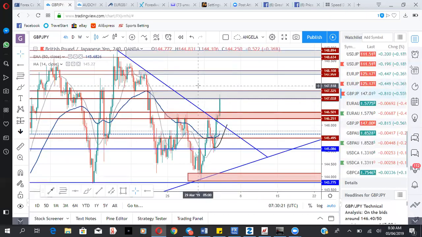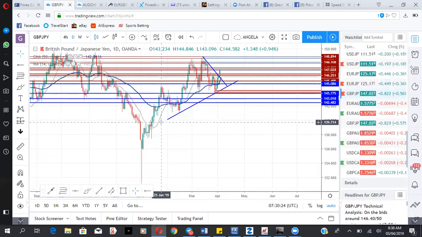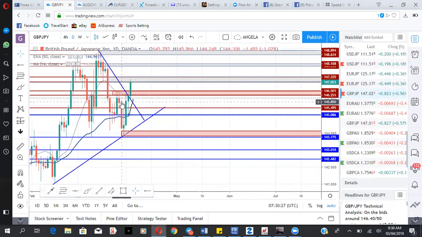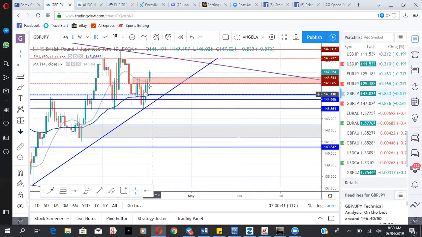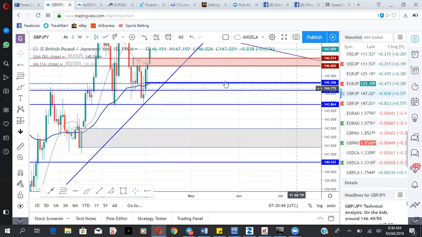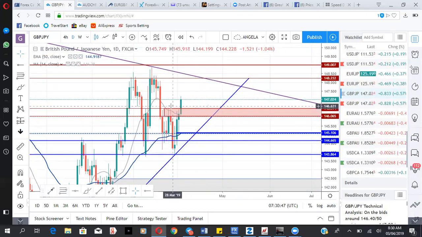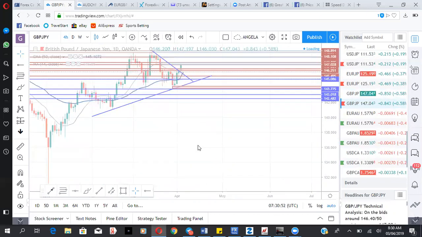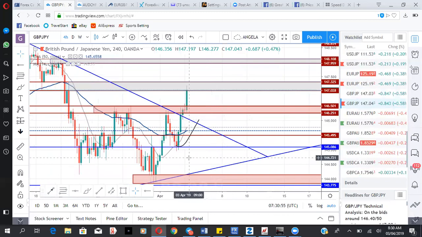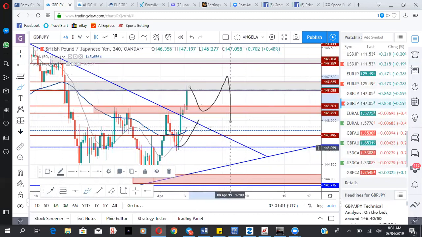Looking at the GBPJPY, it is on the move. If you look at it from a daily point of view, as you can see, this evening star formation I talked of yesterday, it pulled back into the body and took off. So now, as you can see, price has broken above this resistance structure here. As you can see, price has busted above it. So what's the next game plan? The next game plan on the 4-hour is this. You need for price to come down and retest here to move higher.